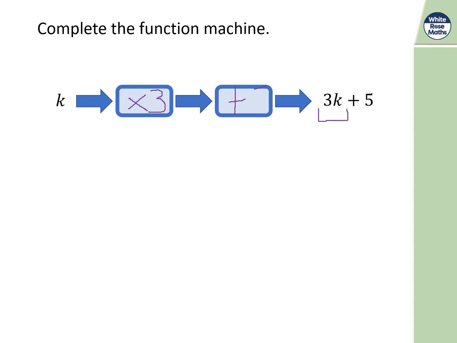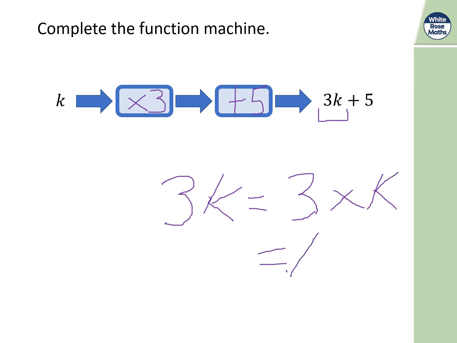Because remember, 3k means 3 times k, or k times 3. Remember, in algebra, we don't obviously write this with times in here. So k times 3, or k lots of 3, or 3 lots of k. Once I've done that part, then I'm going to add the 5 to make the 3k plus 5.